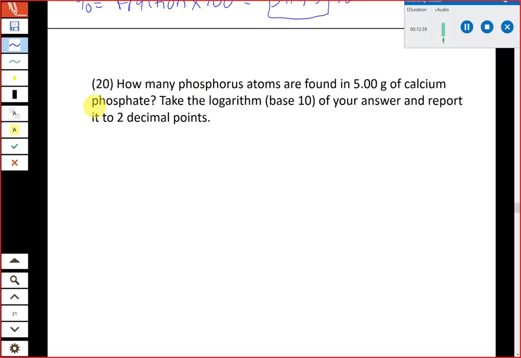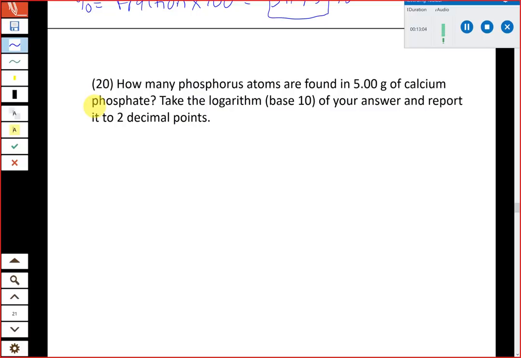All right, so number 20 is a classic mole conversion problem. In this case, we want to know how many phosphorus atoms are found in 5 grams of calcium phosphate. Take the log and enter your answer to 2 decimal points. So because we're starting with a mass and we want to get into number of atoms, we should recognize right away that we're going to have to find moles as sort of an intermediate calculation to do that.